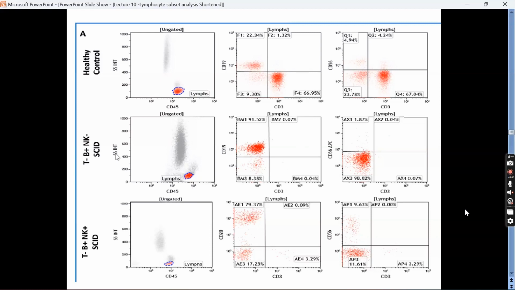Whenever there are no T cells, combined immunodeficiency will come. And if the count is less than 300, severe combined immunodeficiency will come, when the count is very, very low. But whenever there are no T cells, you should use the word combined immunodeficiency.